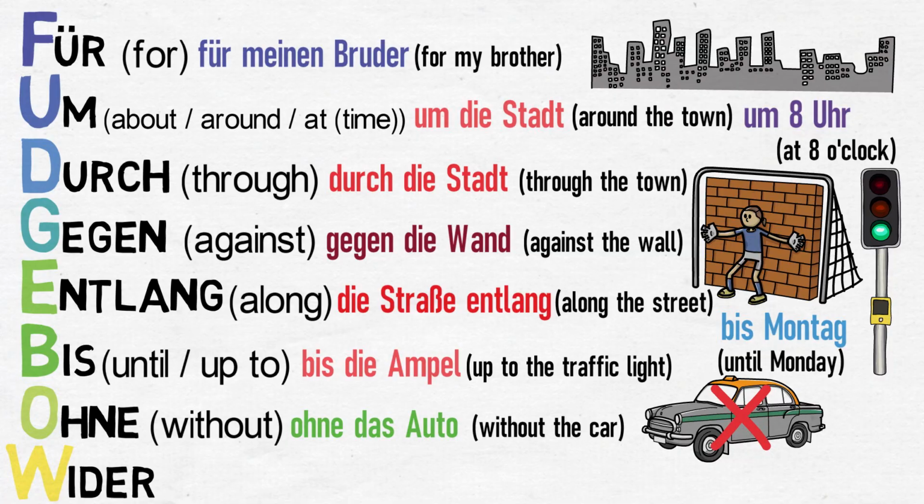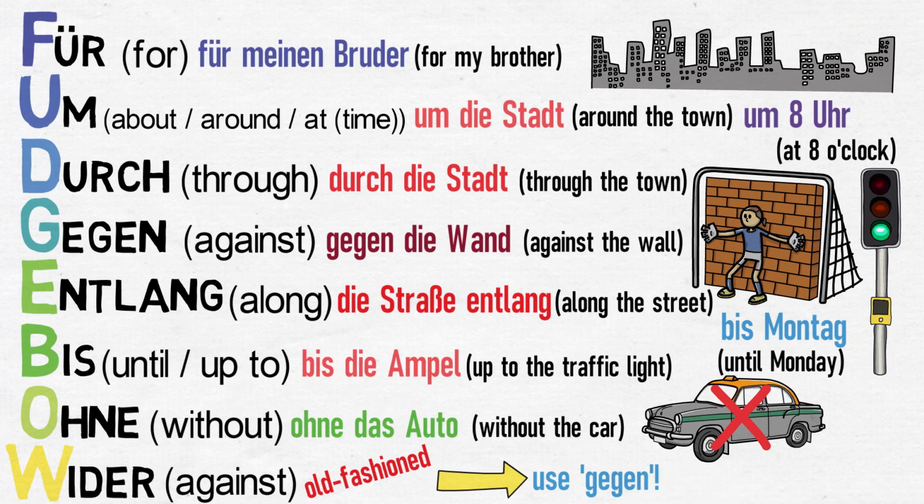And wieder, meaning against. But this is a very old-fashioned word and will not come up very often. You're better off using gegen. The only reason I include this is so that the fudgebow analogy will work properly. After any of these prepositions, and before entlang, we would use the accusative case.